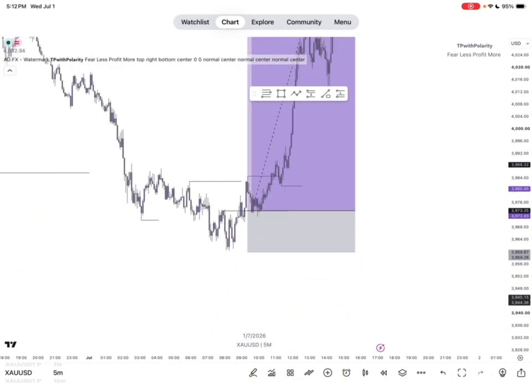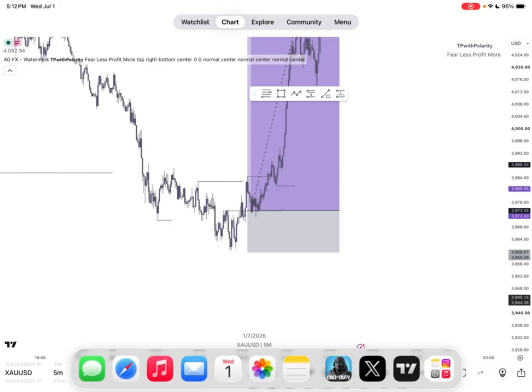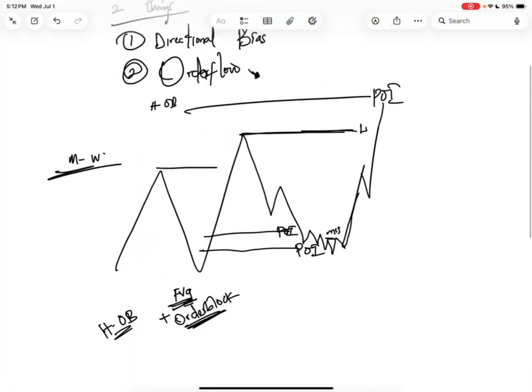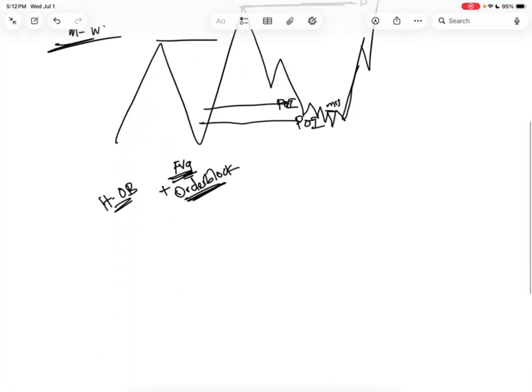For an example, this is how order flow works. Let me explain a little bit about order flows. Now let's assume you are buying the market.